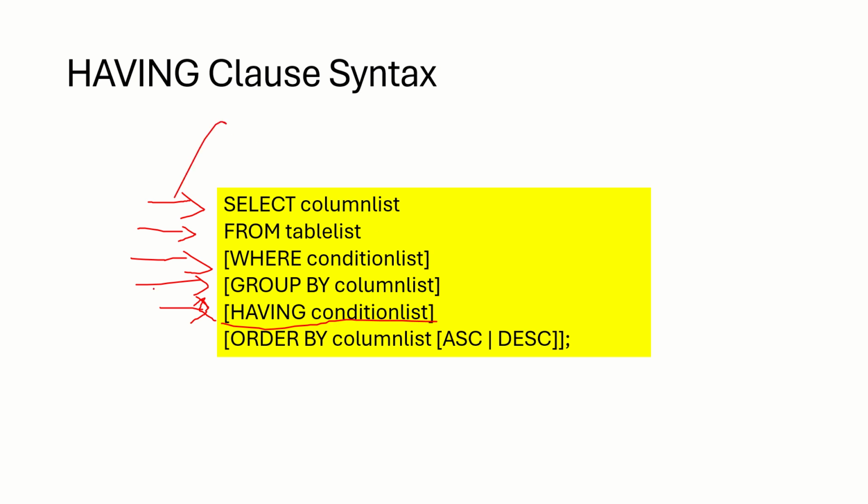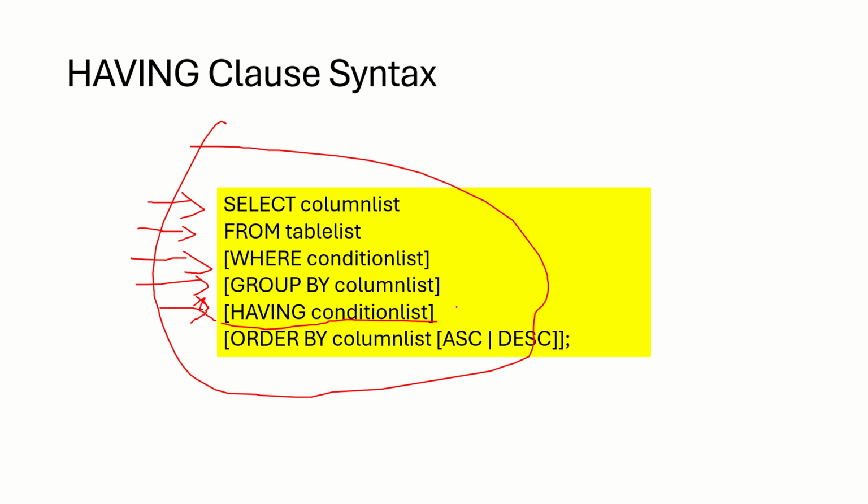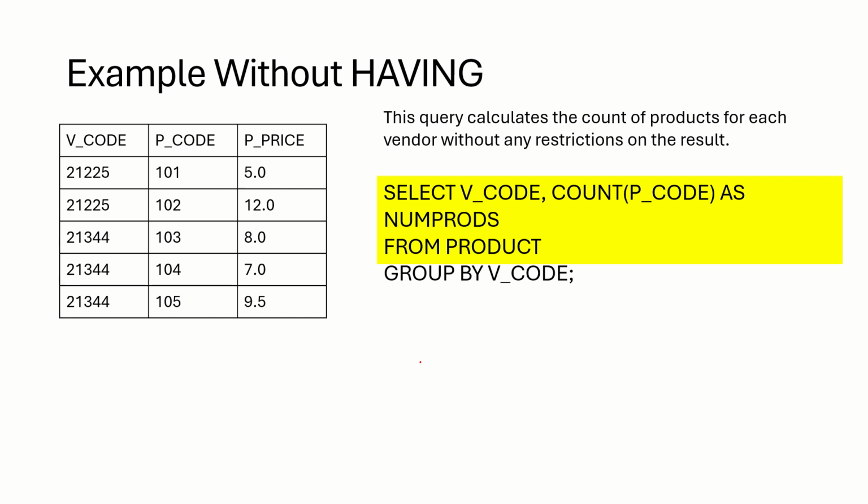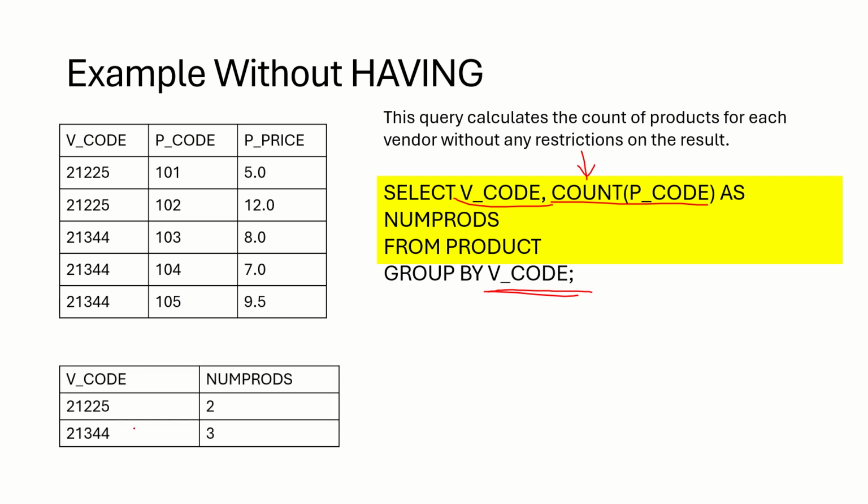Okay, you have to follow the specific order to put all the clause syntax. So let's see the example. In this example, we're trying to calculate the count. How many P codes are there, and based on the different P codes, they give you the number. So this is the result.